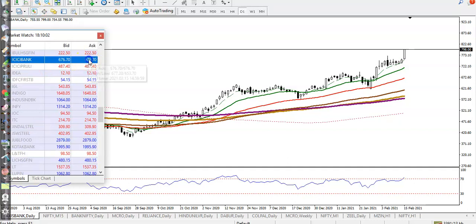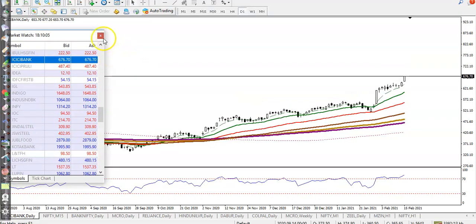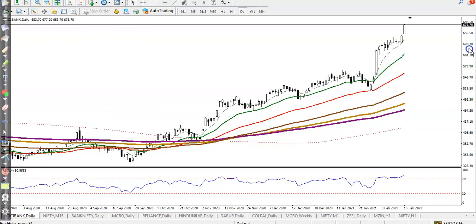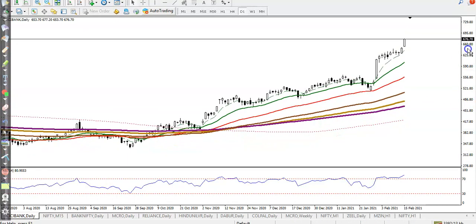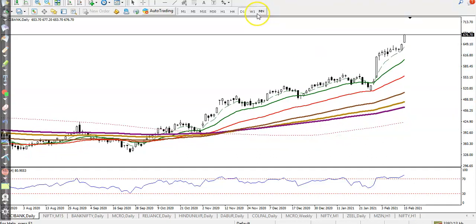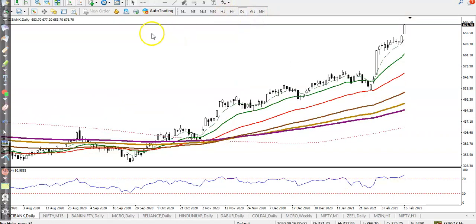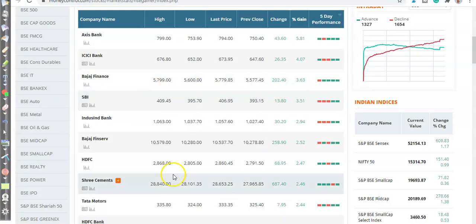ICICI Bank, this one. Okay. Here you can see ICICI Bank also too far from moving average. So I'm not interested to take any position. All right, so I'll leave it here. This is my view. All right, so let's see Bajaj Finance.